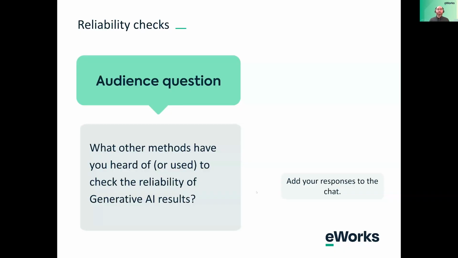Okay, question time again. So we've seen some useful advice there about how to check for accuracy. But please tell us about your experiences. What kind of methods have you heard of or used to check the reliability of your generative AI results?